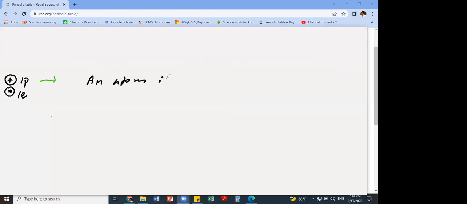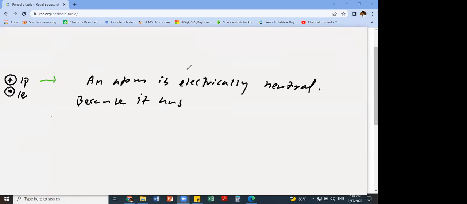An atom is electrically neutral. Why? Because it has equal number of protons and electrons, equal number of positive charges and negative charges. Please write that. An atom is electrically neutral.